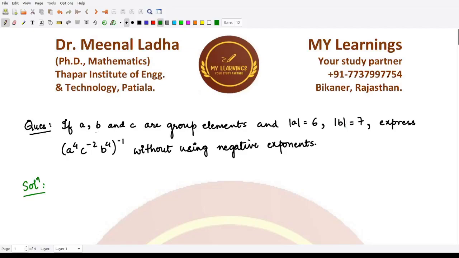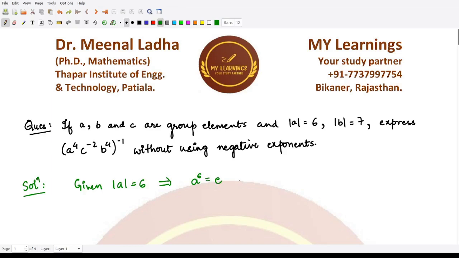In this video, we are given A, B, C as three group elements, and the order of A is given to be 6. So we are given the order of A as 6. It would mean that A raised to power 6 is equal to the identity element of the group, right?